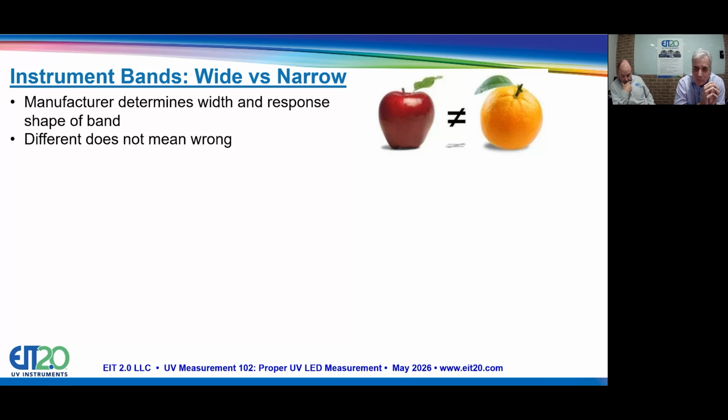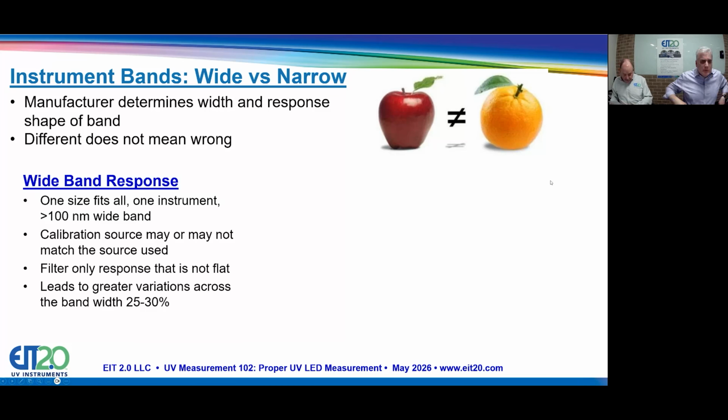It doesn't mean that it's wrong. It just means that it's different than being an apple or an orange. And the same thing kind of goes for these radiometer designs. There's a couple of schools of thought which makes both of them attractive. We go one way, of course, and others go other ways. And this is all just fine because different doesn't necessarily mean wrong.